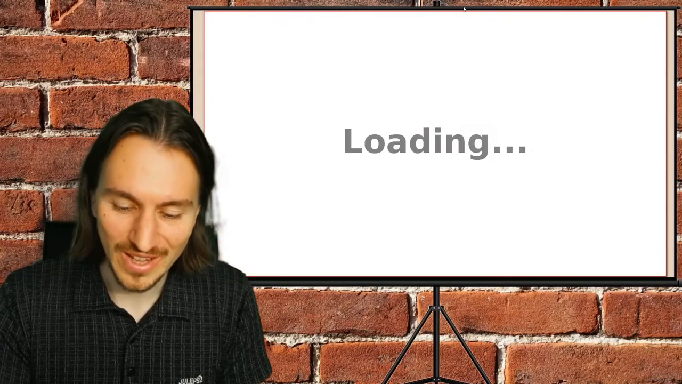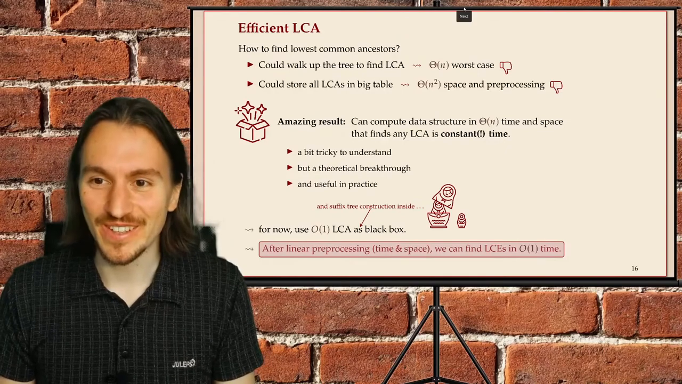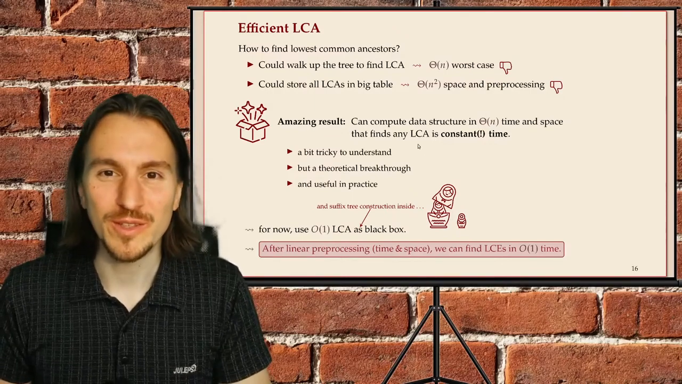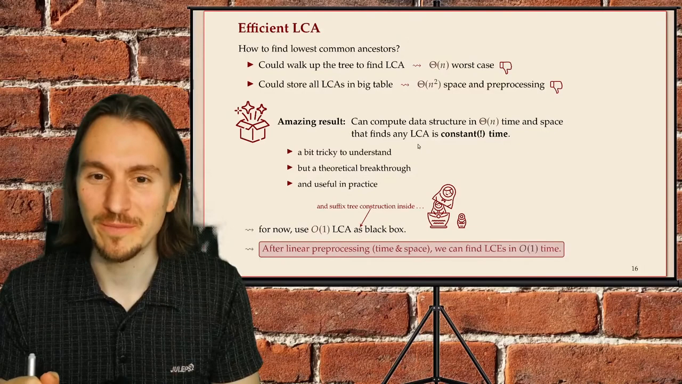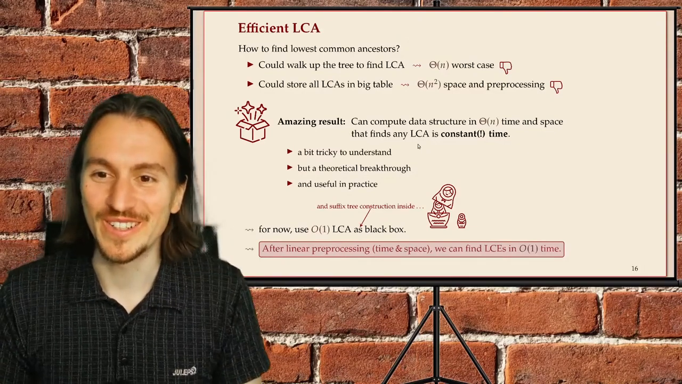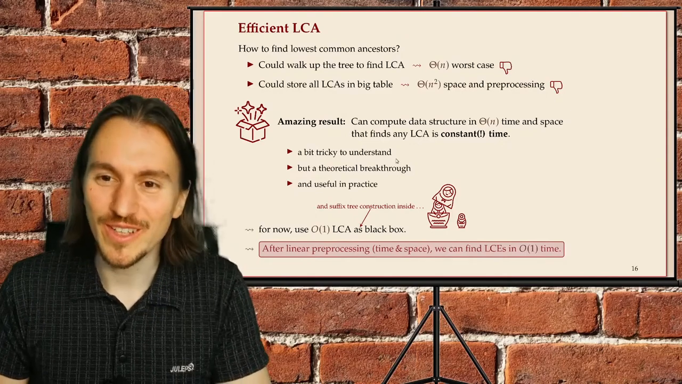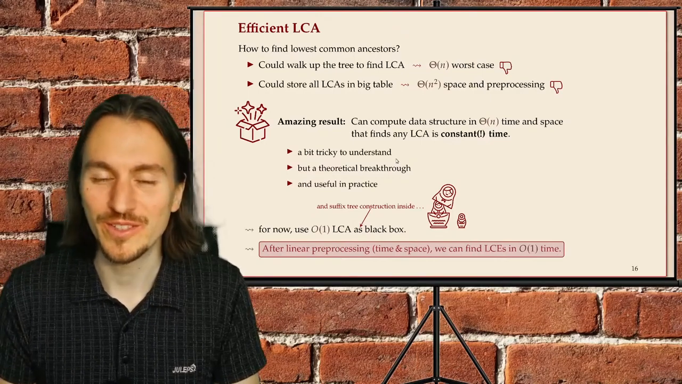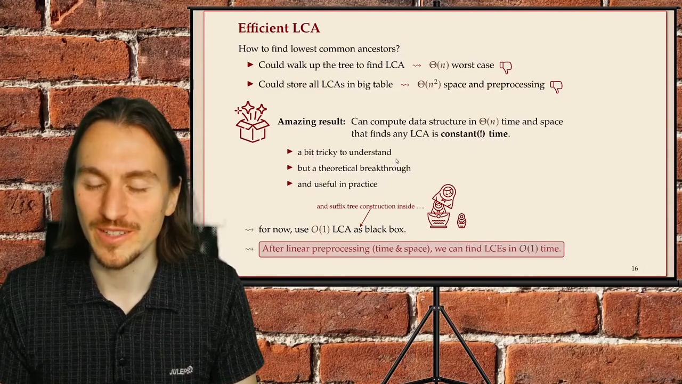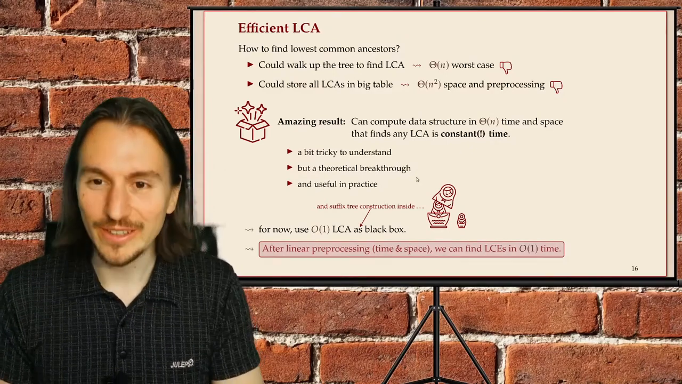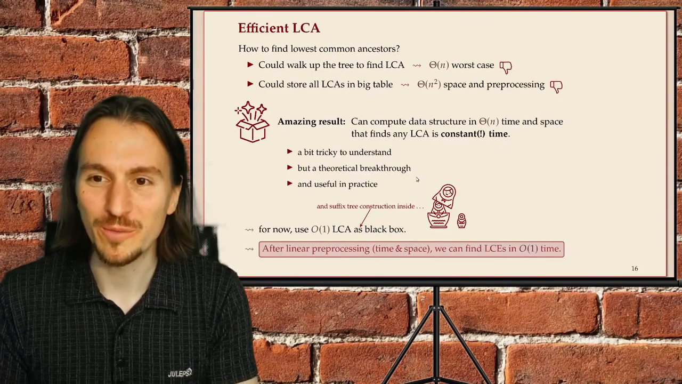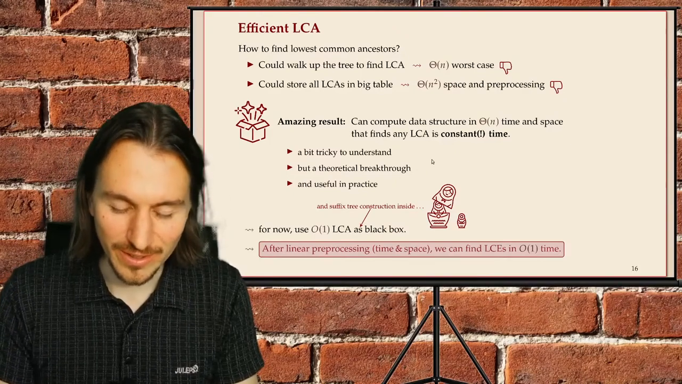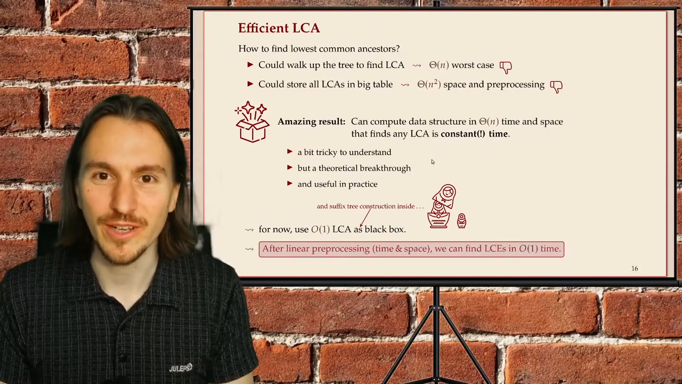We can't afford this. Again, an amazing result is that you can compute a data structure in linear time and space, and then after that compute the lowest common ancestor of any two leaves in constant time. It's just a blink of your eye and you get the answer. This one is a little tricky to understand, but if we have time at the end of the module, I want to introduce you to how to do this, even though it will not be part of the exam material. Again, a theoretical breakthrough, but also useful in practice because there are implementations that do this very efficiently. Together with suffix trees, these two things are game changers in stringology.